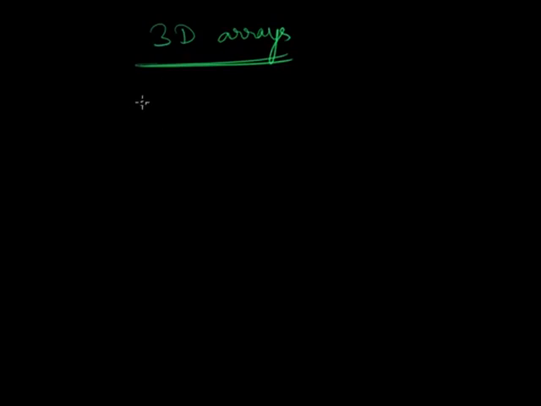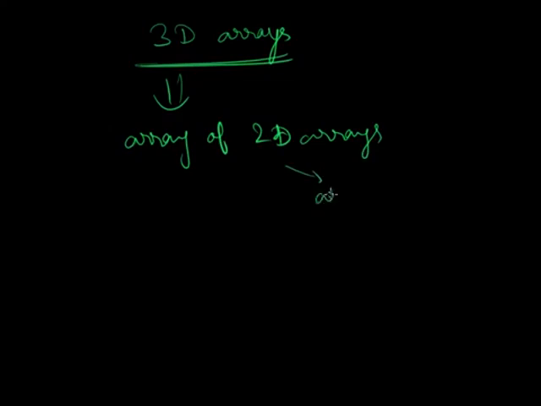Okay, we do have 3D arrays also. I mean, multi-dimensional arrays, you can have as many dimensions as you want in arrays. So a 3D array is nothing but an array of 2D arrays. And for 2D arrays, we know that it is an array of 1D arrays. So I'm not going into details of the 3D arrays here, but you should know that a multi-dimensional array is an array of some array, right?